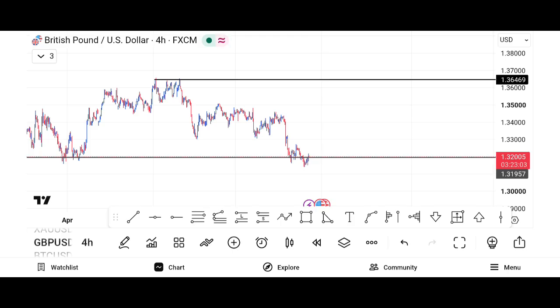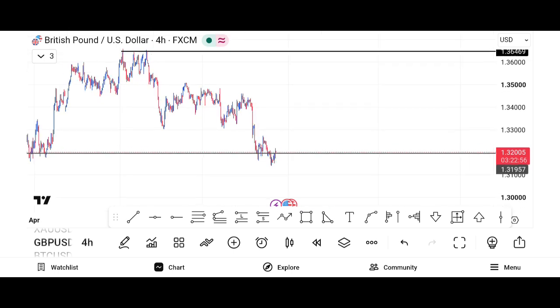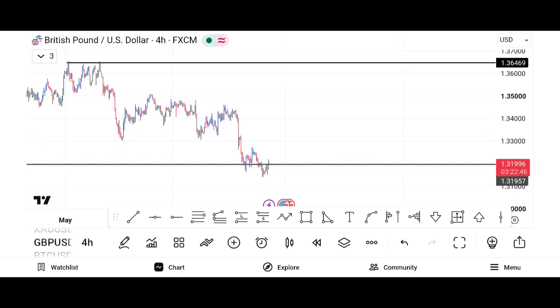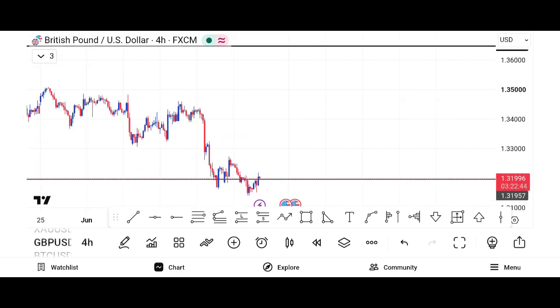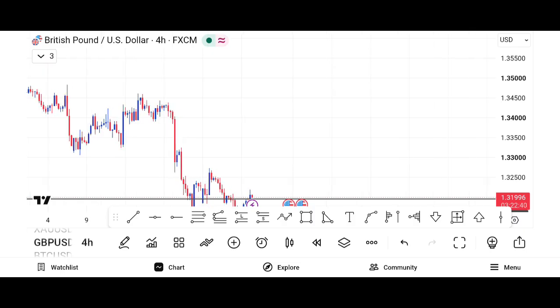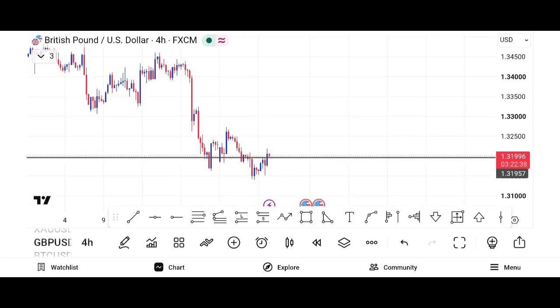I'm going for intraday trading. As a day trader, it's not that important, not that much in view like for a swing trader. The next thing I want to do is zoom in. I already have my key level, so I'm going to zoom in and see what's going on recently.